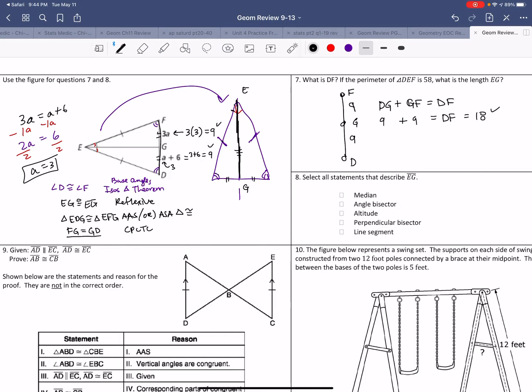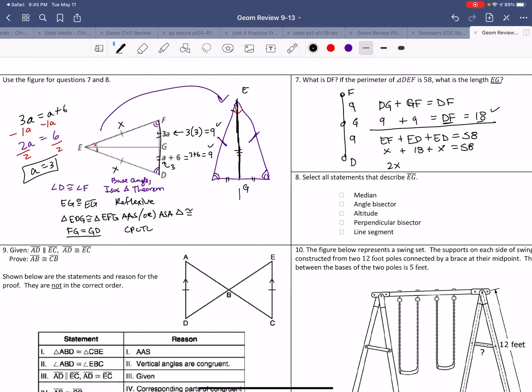What is the perimeter? Oh, no. They're saying if the perimeter of DEF is 58. So if we added up all the sides, EF plus FD plus ED was equal to 58, what is the length of EG? We don't know what these are, so I'm going to put X, but we know they're the same. EF and ED are the same. So I have 2 X's. And FD or DF, I flipped those. Those are 18.